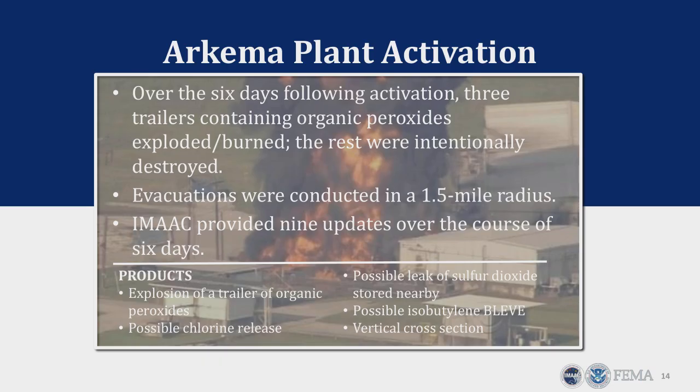Evacuations were conducted in a 1.5 mile radius around the plant, even though a lot of people had already evacuated because of the flooding. They just wanted to make sure that, whatever was coming out of this plant, people were not around it. After that first product, we provided 9 updates over the course of the 6 days. We would get updates from EPA daily and then run new models depending on what new information was coming in.